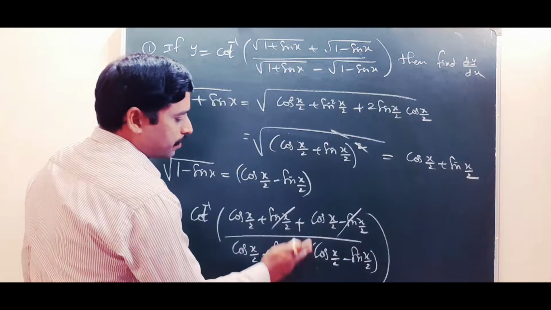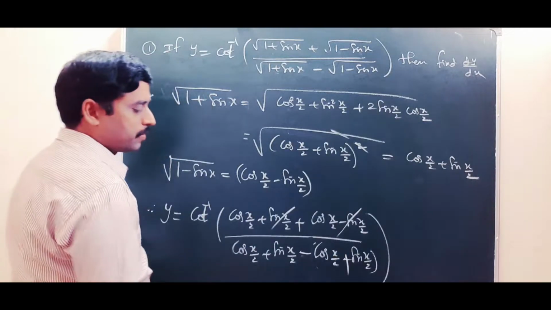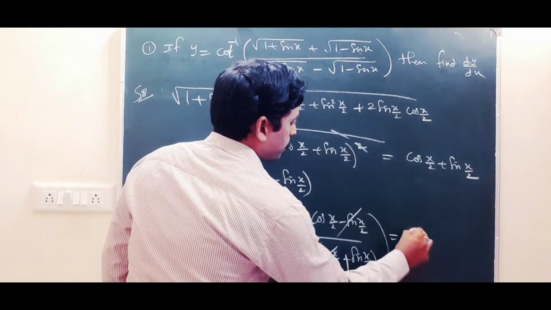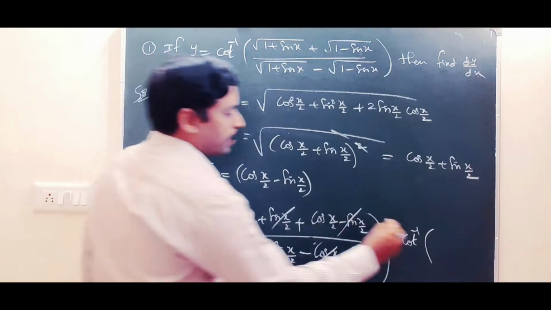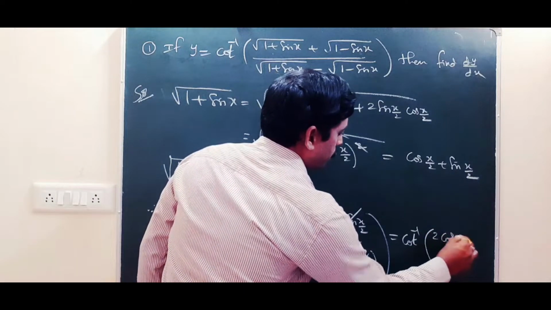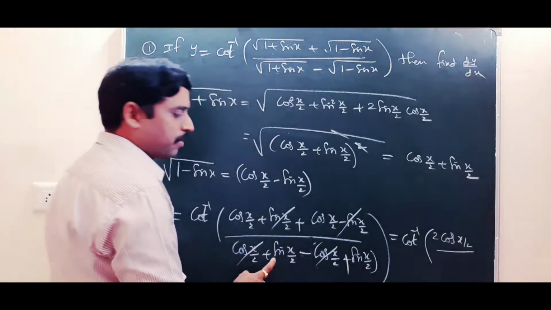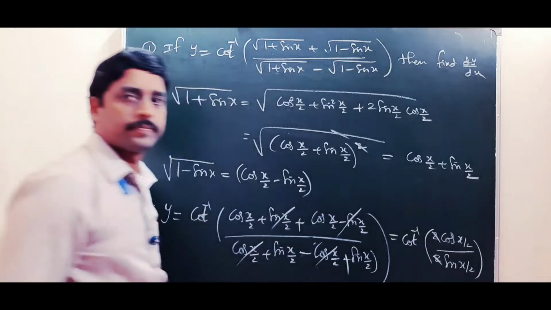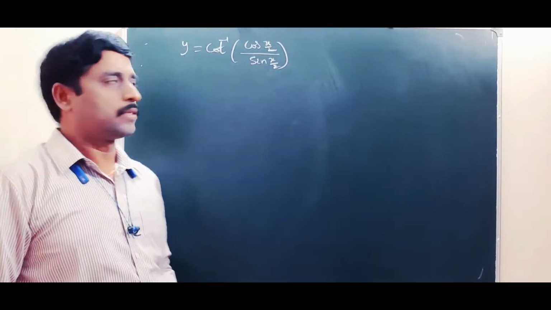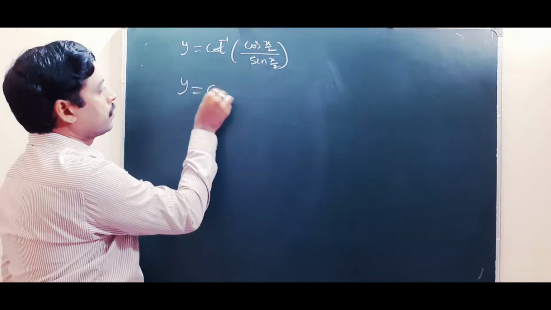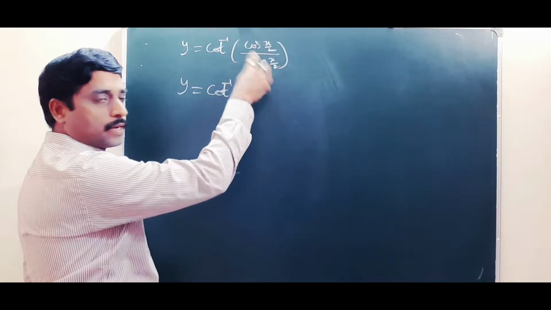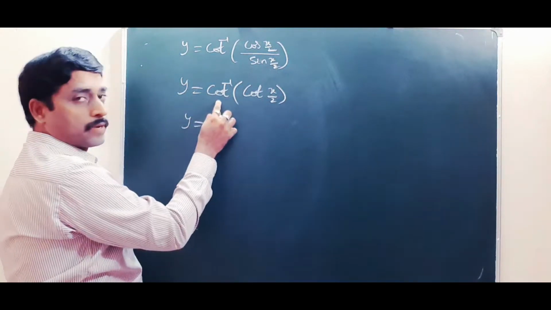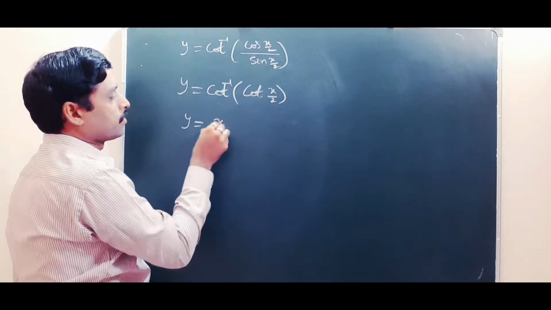Okay, so one sin x by 2 gets cancelled. So this minus 1 is multiplied to all, minus cos x by 2 plus sin x by 2. In the denominator, one cos x by 2 gets cancelled. It will be cot inverse of cos x by 2 plus cos x by 2, that is 2 cos x by 2, and in the denominator sin x by 2 plus sin x by 2, which is 2 sin x by 2, and 2 gets cancelled. Continuing, y is equal to cot inverse of cos x by 2 by sin x by 2, which is nothing but cot x by 2. So y equals cot inverse of cot x by 2, which will be x by 2.